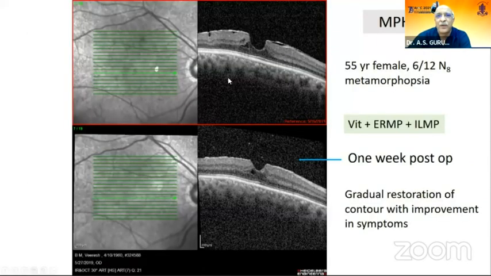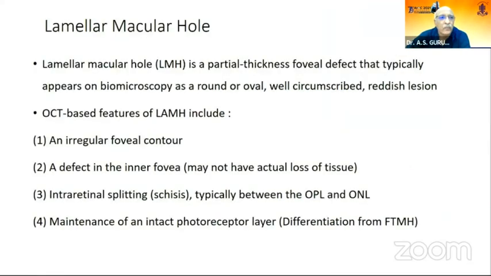So this is an example of a macular pseudohole in our department. A 55-year-old, 6/12 vision with metamorphopsia, operated, and 1 week later. But the time taken for restoration is a little longer in pseudoholes because of the chronicity of the ERM, and the improvement in symptoms also takes a little longer.